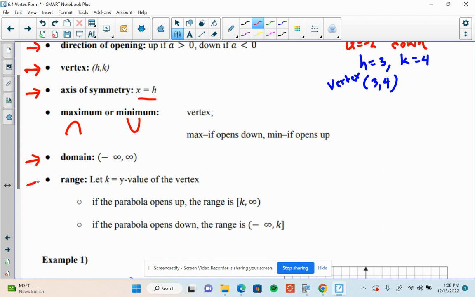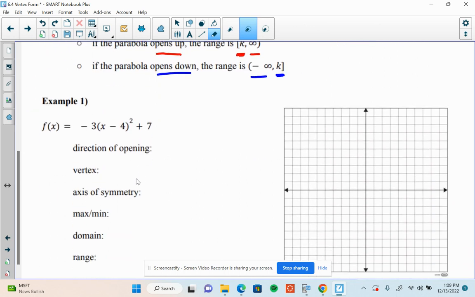And the range is going to depend on whether that parabola opens up or down. If the parabola opens up, you're going to have a minimum y value, but it's going to go up forever. If the parabola opens down, you're going to have a maximum y value, but from there it will go down forever. And we'll see this in the examples. It's easy to find the domain and the range from your graph. Okay, so let's go into example 1.